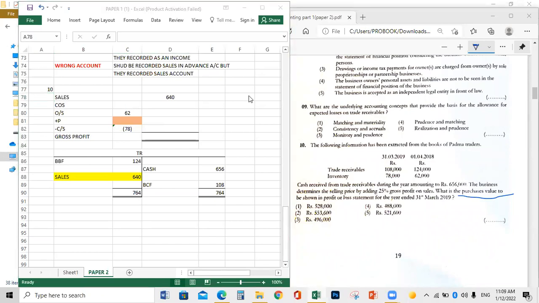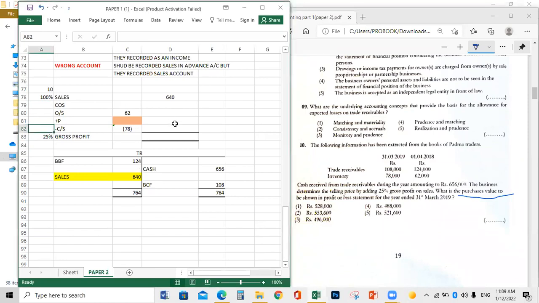Yes, your sales is 100%. So if your sales is 100% and you know the gross profit is 25%, that means how many percent is your cost of sales? Yes, 75%. Cost of sales will be, guys, 75%. So that means your cost of sales is going to be 75%.